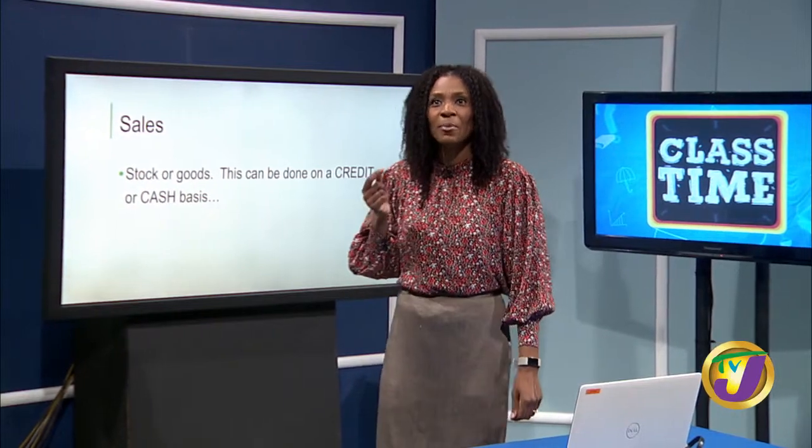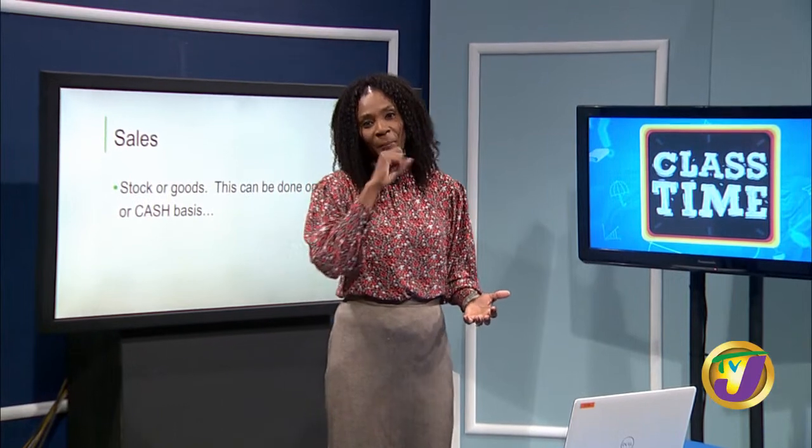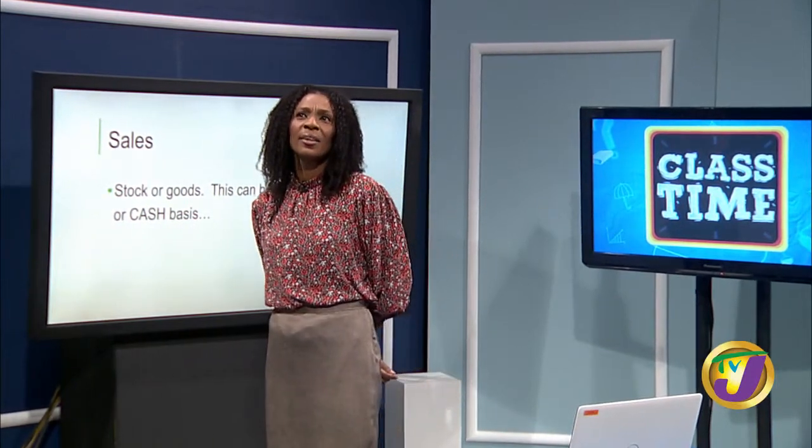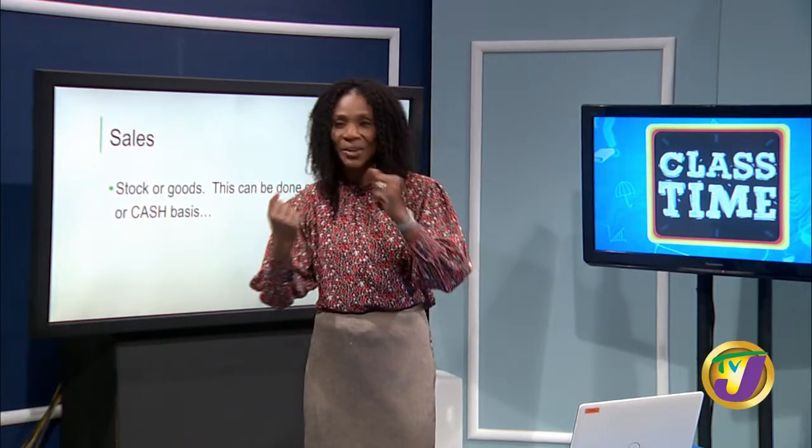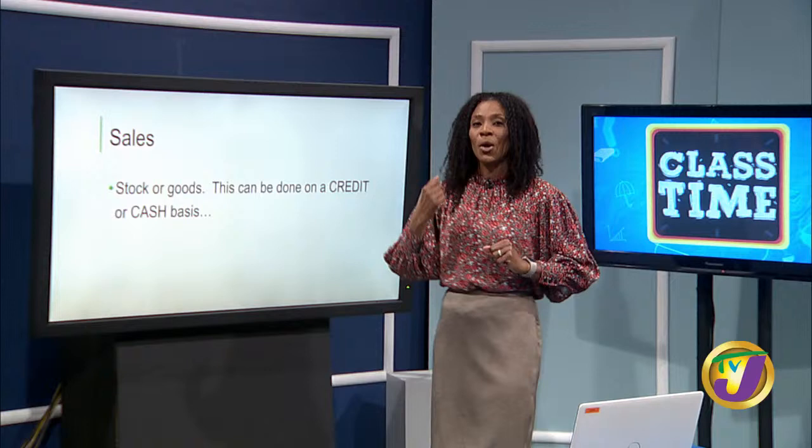So we can buy goods, and we call that what? Purchases. That's one movement. And we can also return goods to our suppliers. And we call that movement what? Returns outwards. Now, students, there's another dealing as it relates to stock. We can also what? Sell goods. Now, one word that describes goods sold, we call that what? Sales.